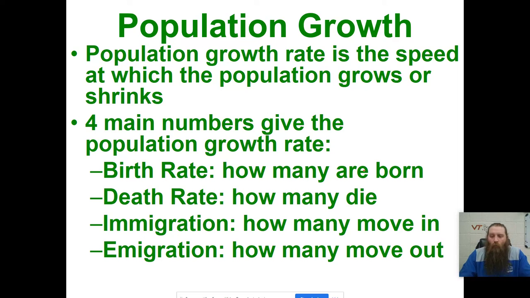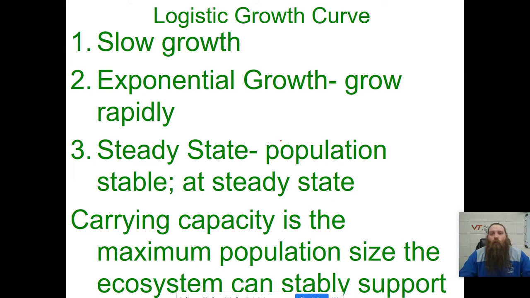When we look at all four, we're basically looking at how many people are moving in compared to how many people are moving out. That's what we're comparing. When we look at a growth curve, we have a logarithmic growth curve or a logistic growth curve. We're looking for four main regions, and we try to identify where the population is on that region. The first region is called slow growth. The second one is called exponential growth, where growth becomes very, very rapid.